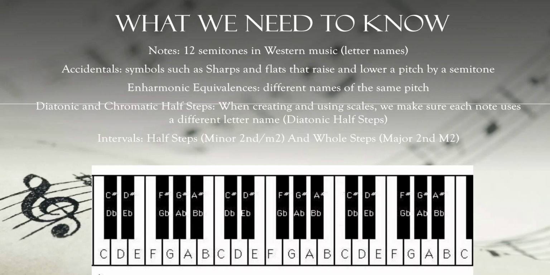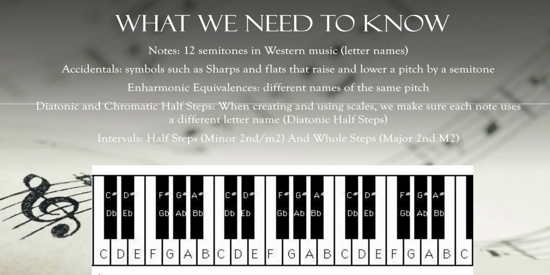And then chromatic half steps are when we keep the letter name the same but change the quality by using flats and sharps or naturals. The last thing we have to go over is intervals. When we make music, we like to measure the distance between notes and give them different names and qualities due to the overall sound that they end up making. And pertinent to major scales, we have minor seconds and major seconds.